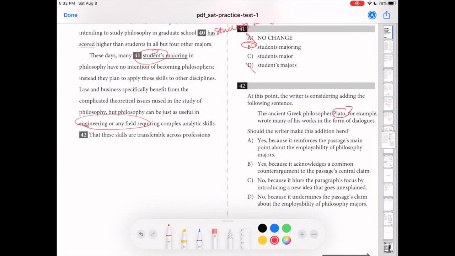42, relevance question. This proposed addition throws in Plato, the ancient Greek philosopher. Time out, what? The previous sentence was talking about modern uses like engineering and stuff. And now we throw it back to Greek classics? Nah, this just sounds plain wrong. So that makes C or D look quite good. D is just irrelevant though because Plato has no relation to modern employers. So that just makes C the best choice.